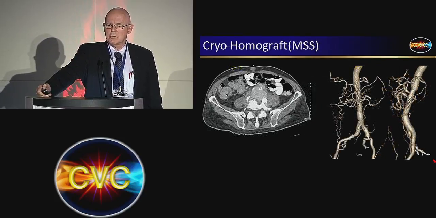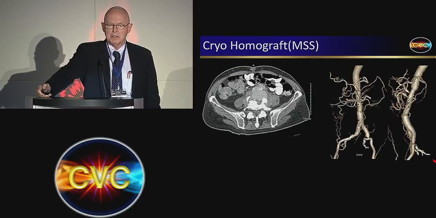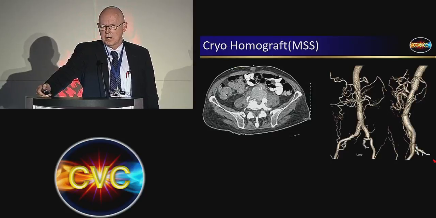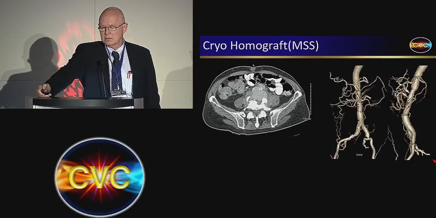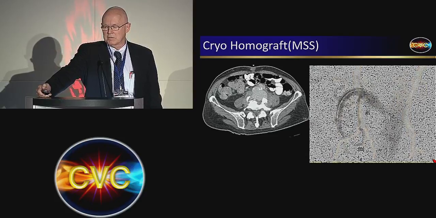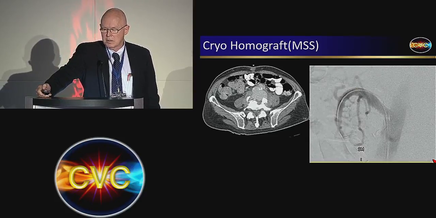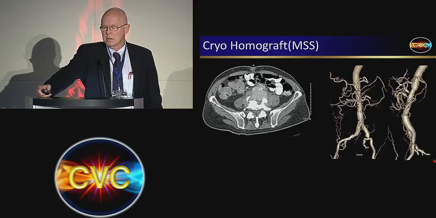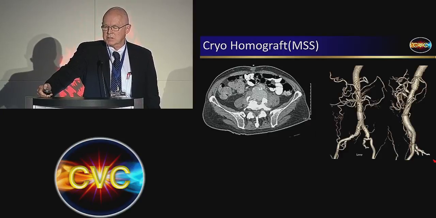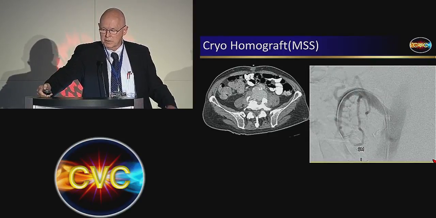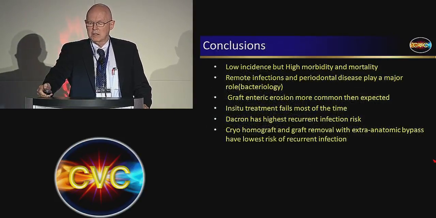In patients who have massive bony destruction and a large infected space, cryohomograft can be very, very effective if their reinfection risk is high. In this patient, a year after surgery, the mesenterics had a little stenosis, which we treated with angioplasty and a covered stent.